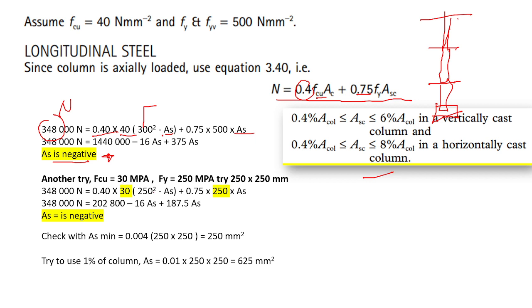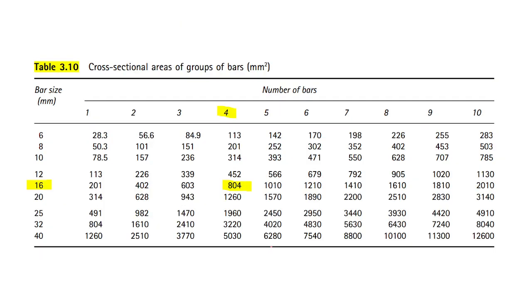Even if we decrease the size, let us say 250 by 250, or we decrease FY, it's still negative. So in this case, if you have this kind of result, then we check with the minimum value. Our minimum value is 0.4%, divided by 100, that becomes 0.004, times the area of your column. This will be the value. Now if you increase it to 1%, this could be the requirement. Going back to the table, we need 625, and this one could satisfy.